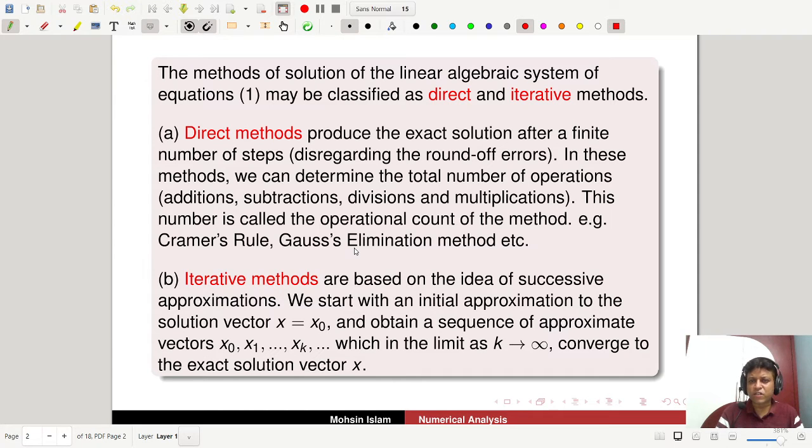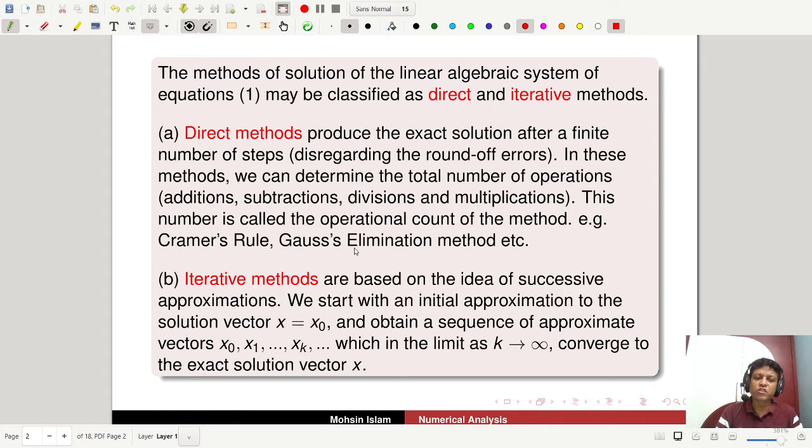In these methods, we can determine the total number of operations: addition, subtraction, division, multiplications. We can calculate the total number of operations. This number is called the operational count of the method. And the direct methods are Cramer's rule, Gauss elimination method, etc. And number two, there are iterative methods.